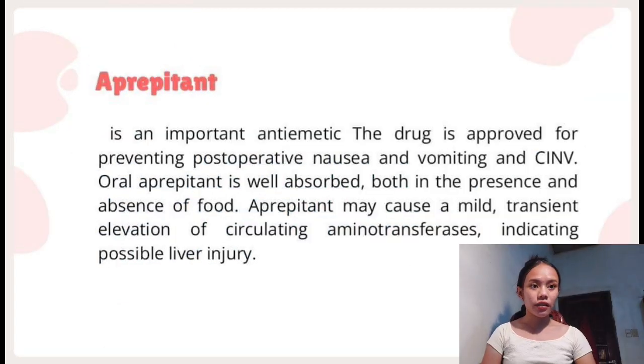Our next drug is aprepitant. This drug is an important antiemetic. The drug is approved for preventing post-operative nausea and vomiting and CINV. Oral aprepitant is well absorbed both in the presence and absence of food. Aprepitant may cause a mild transient elevation of circulating aminotransferases, indicating possible liver injury. This drug can also enhance responses when combined with other antiemetic drugs.